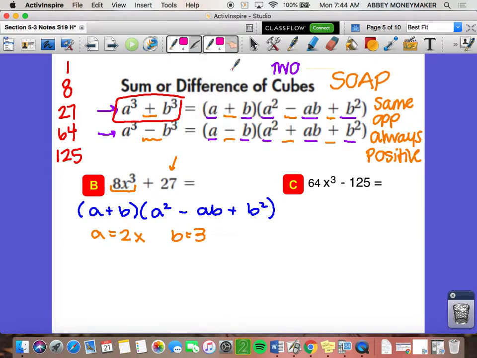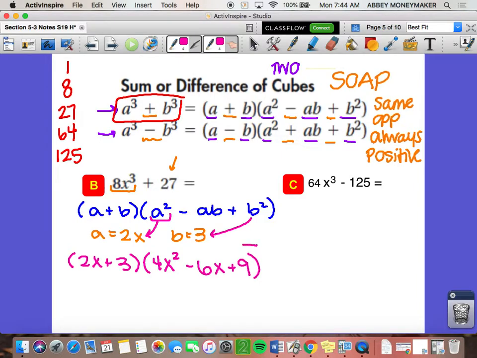So now I'm going to take those values and plug them into my formula. I would have 2x plus 3. Now for the a squared, I'm going to square my a term. So that would be 4x squared minus a times b, which would give me 6x, and then plus my b value squared, which would be 9. And that is the factored form.